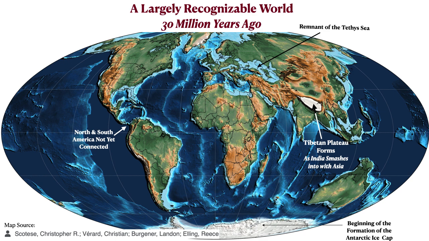North and South America had not yet joined. South America having been part of the southern bloc and North America the northern bloc, but they're going to join together. We can see the Tibetan Plateau beginning to form as South Asia, or India, on its own plate, crashes into the Eurasian plate with tremendous pressure.